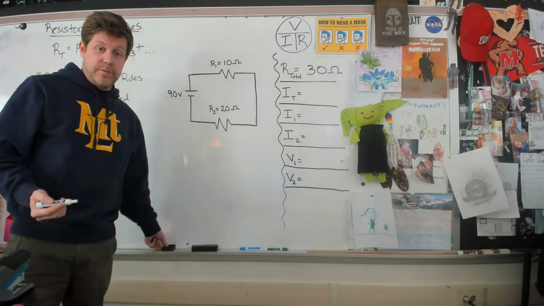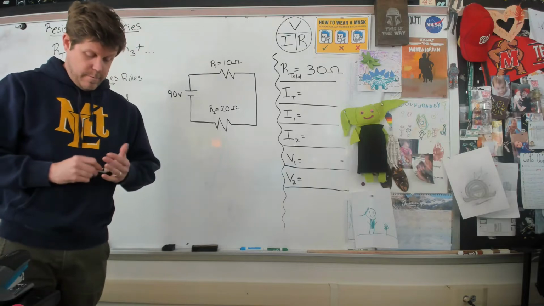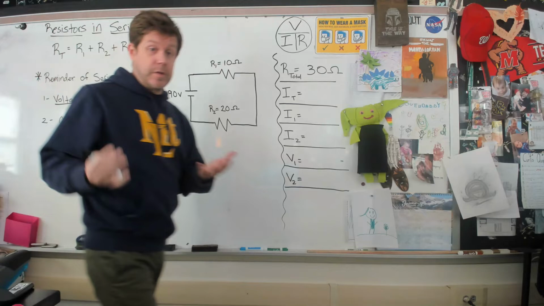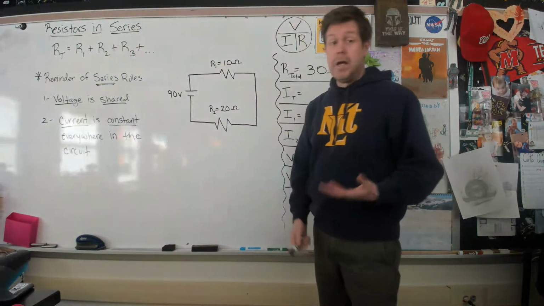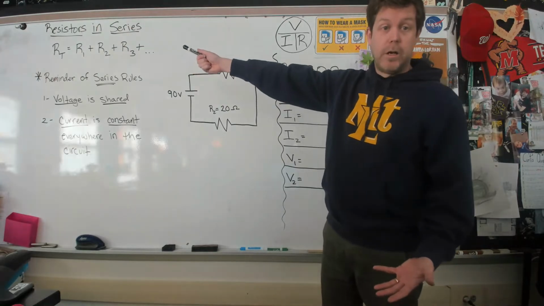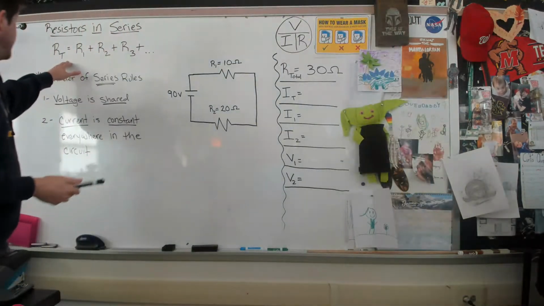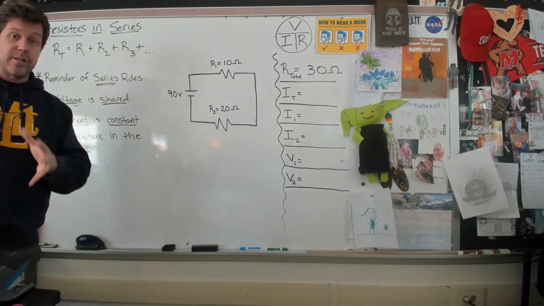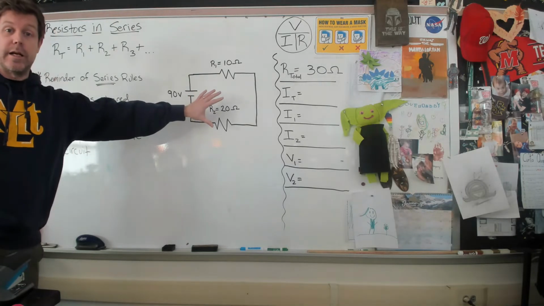Now, there is a formula for this. I know you might think there's no point. You just know to add them up, and that's great. If you can remember to just add them up, that's fine. What you're doing when you add them is you are using this formula. What this states is that RT, or my total resistance in a circuit, is equal to the sum of all the resistors in that circuit.